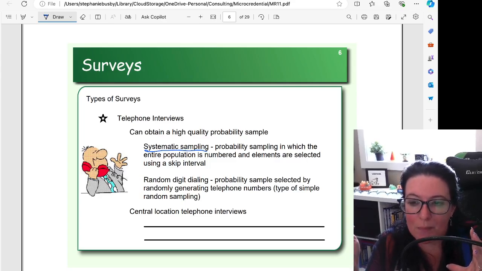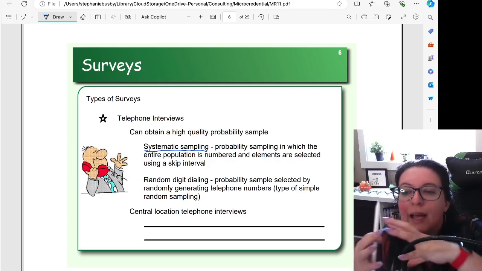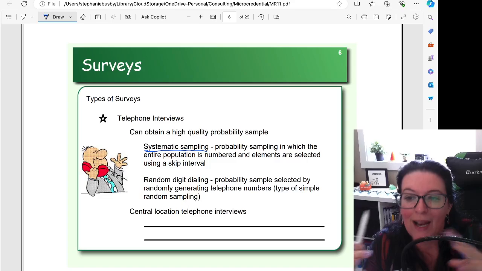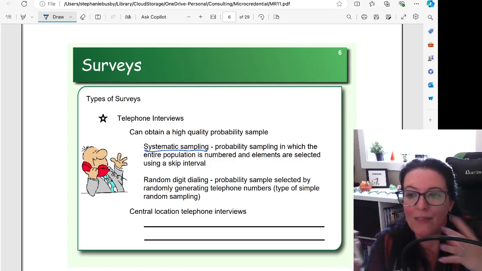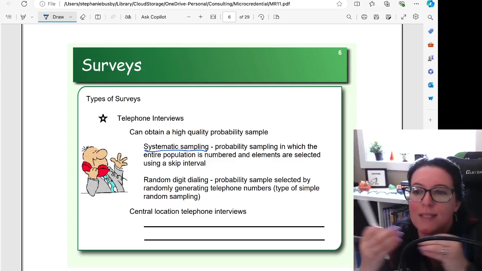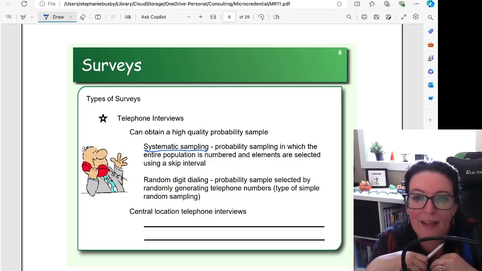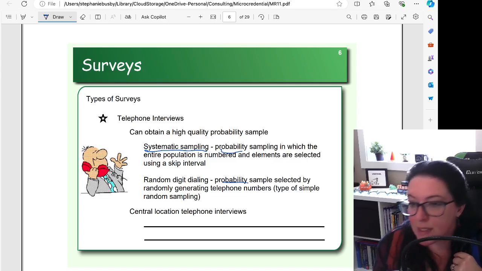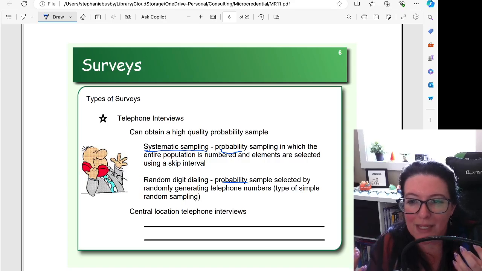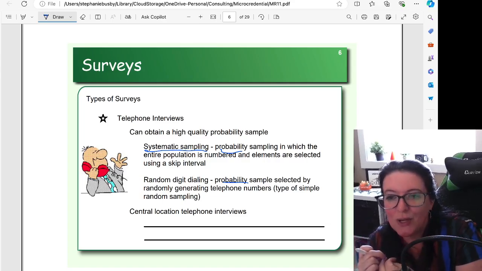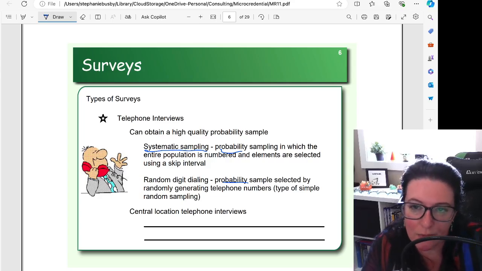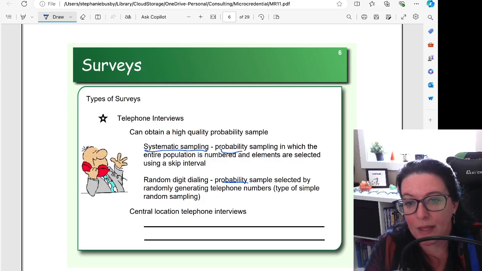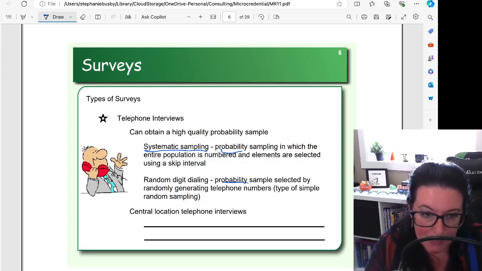So we like probability samples because we can say, here's what we found from the sample, here's what it means about the greater group, and here's how accurate we are about that greater group, because we know the likelihood that any particular person from that bigger group was selected to be in the sample. Random digit dialing and systematic sampling are probability sampling methods. In terms of choosing a sample, a probability sample is better than a non-probability sample because we're able to extrapolate about the greater group. So they're the ideal, which is why telephone interviews have previously been the preferred method, because you could create this probability sample.